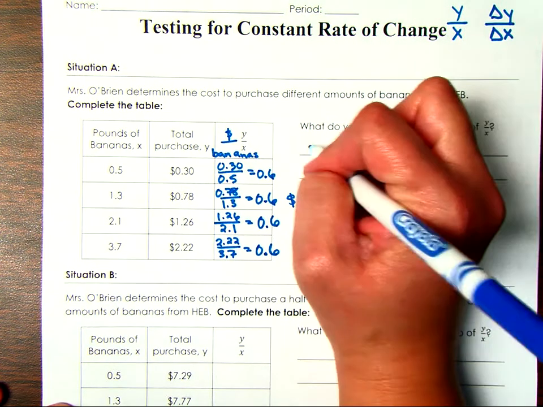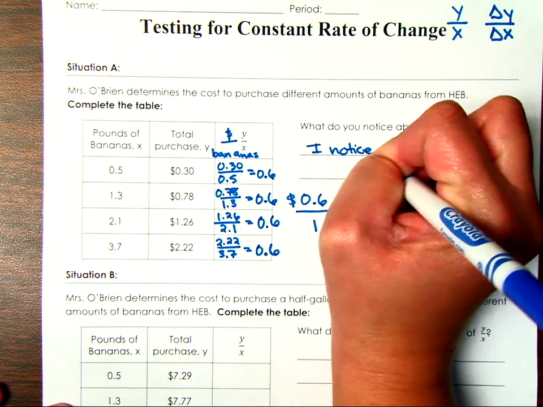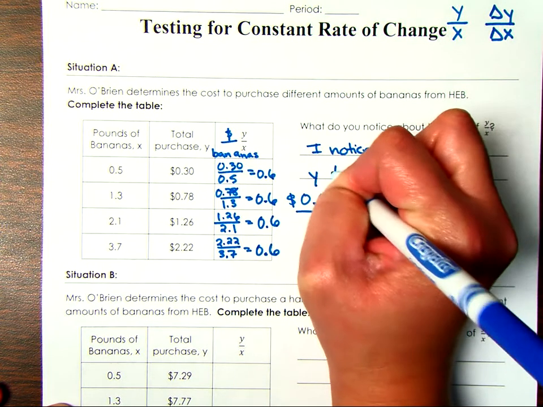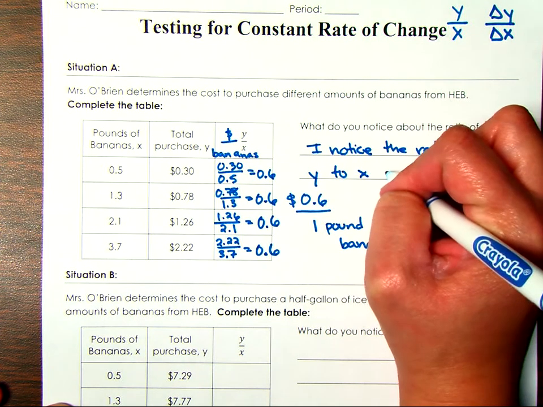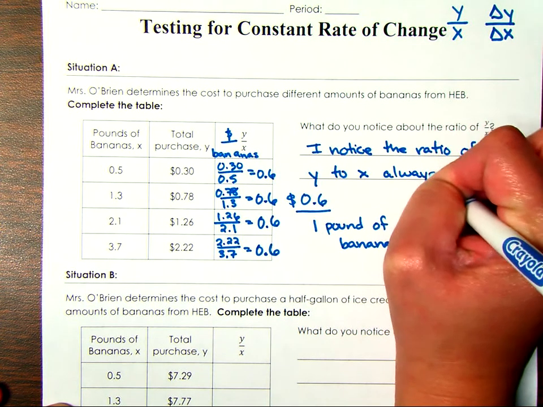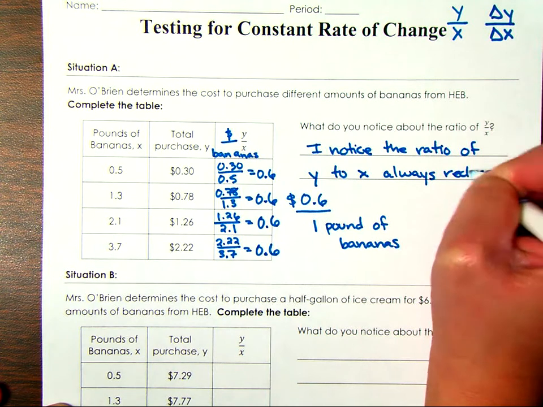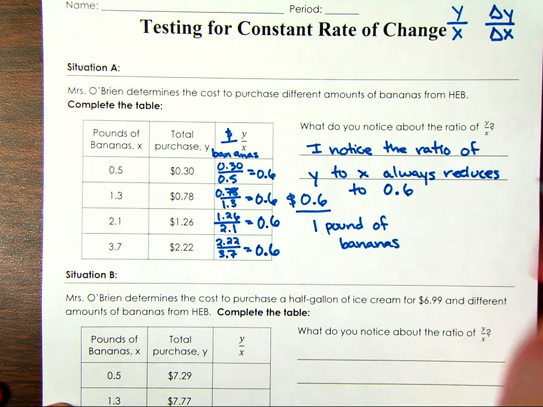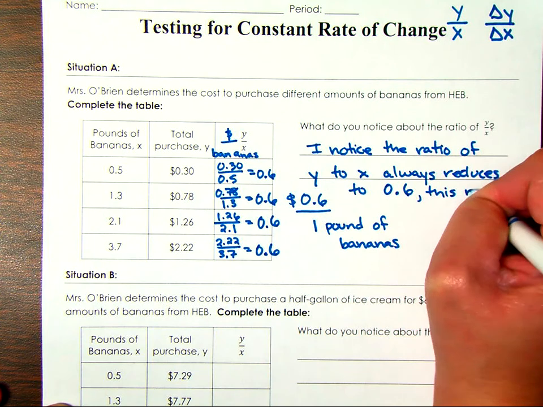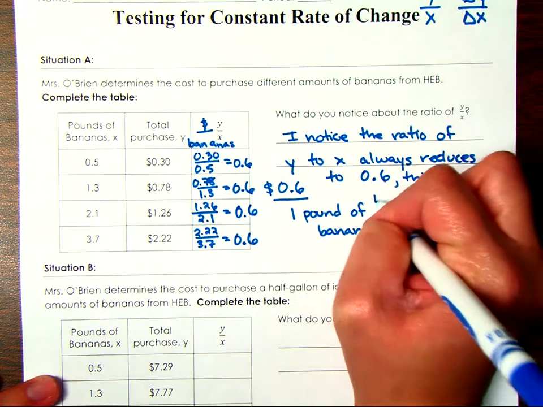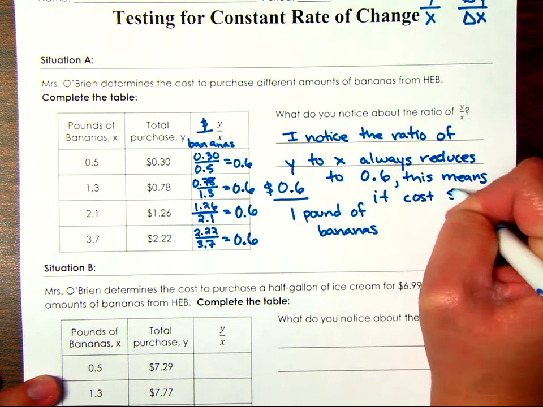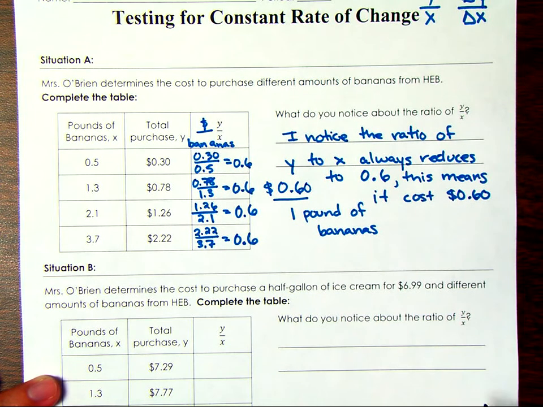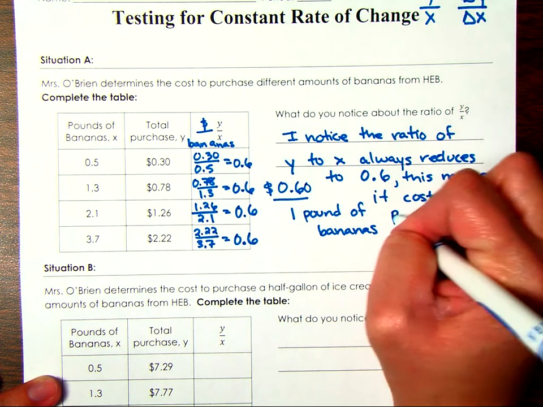So we can say, I notice the ratio of y to x always reduces to 6 tenths. In this situation, it always reduces to 6 tenths. So this means it costs 60 cents, because that's 6 in the tens place, so we can put a 0 in the hundredths, 60 cents per pound of bananas.